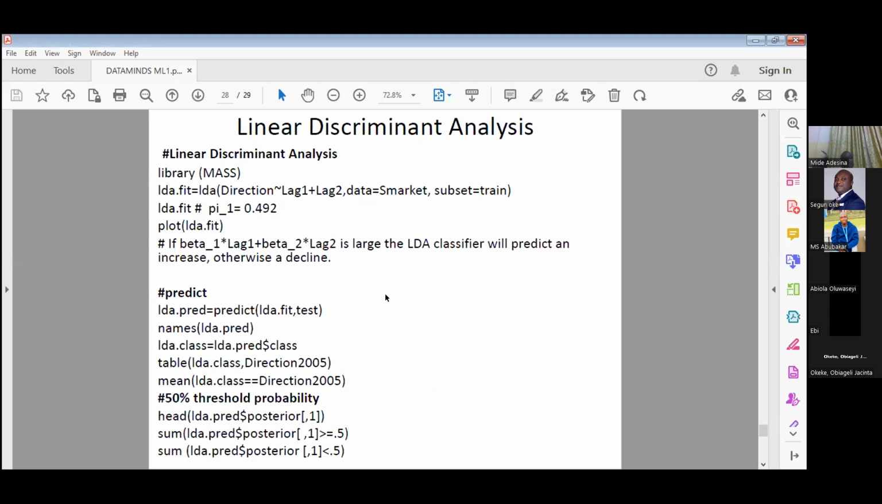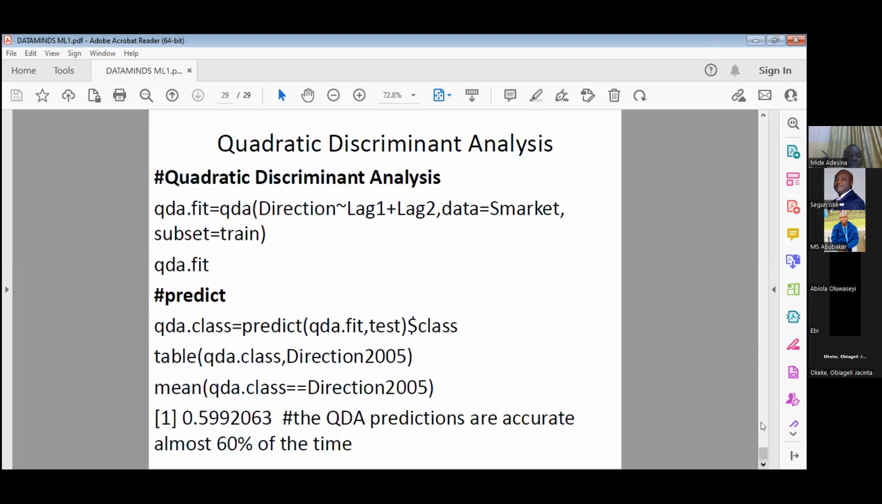Now, at the end of this, we will obtain our confusion matrix, and based on the confusion matrix, we'll be able to determine the predictive power of the model, and tell how strong our model is in predicting the rising or falling of the stock in a given day.